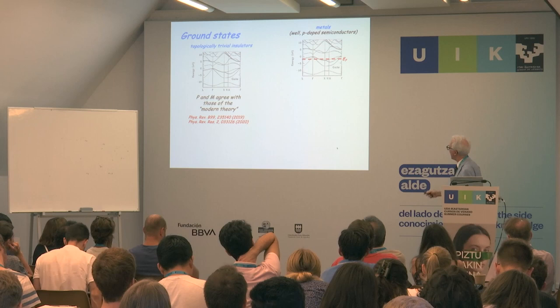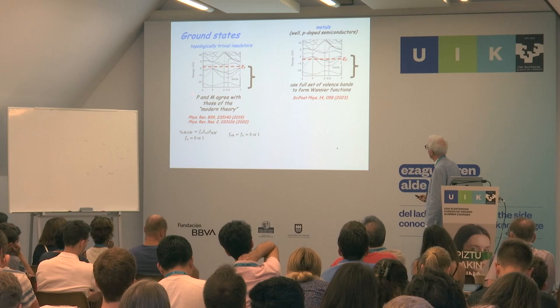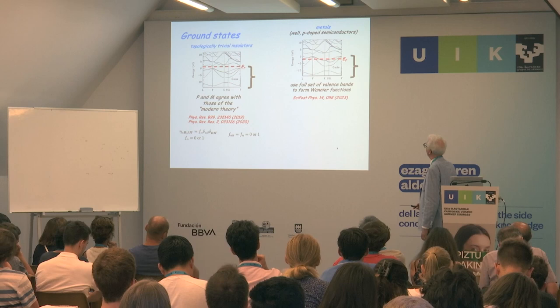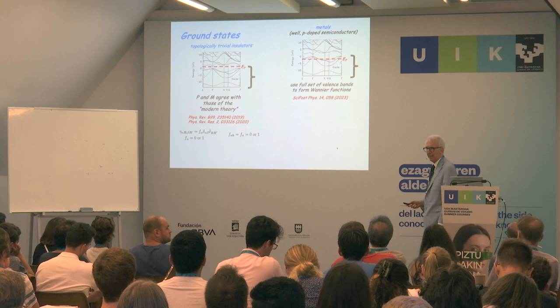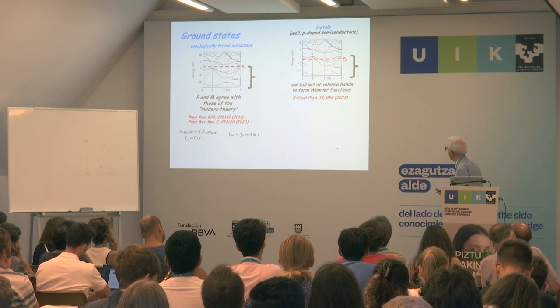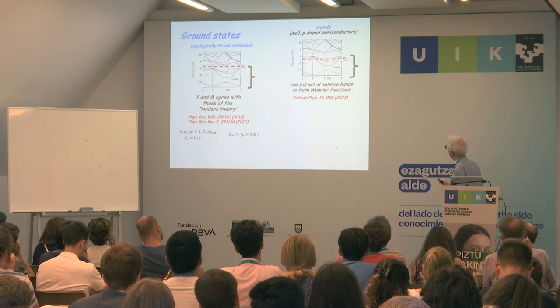And of course, here, now the problem, we want to use these Wannier functions, okay? And to get a set of localized Wannier functions, we have to use this full set of valence bands, okay? This is linked to the disentangling that David talked about yesterday. So what we do here is we use the full set of valence bands to form a set of Wannier functions.